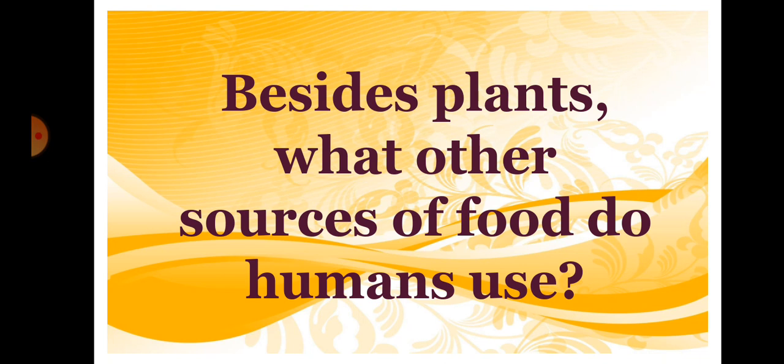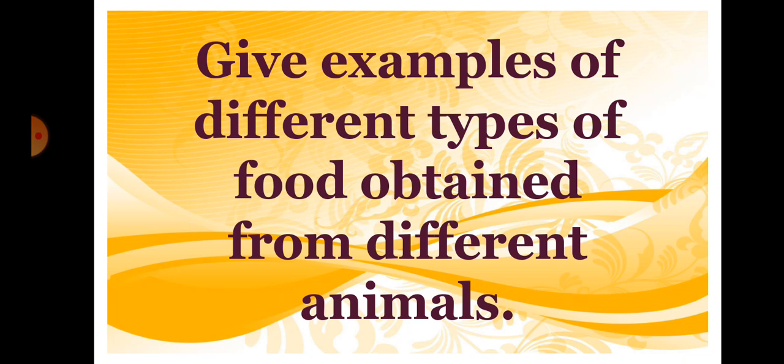Now, besides plants, what other sources of food do humans use? Give examples of different types of food obtained from different animals. So students, we know that besides plants, animals are also a source of food for us. Most of us depend on animals for different types of food, and this helps the farmer in lots of ways.